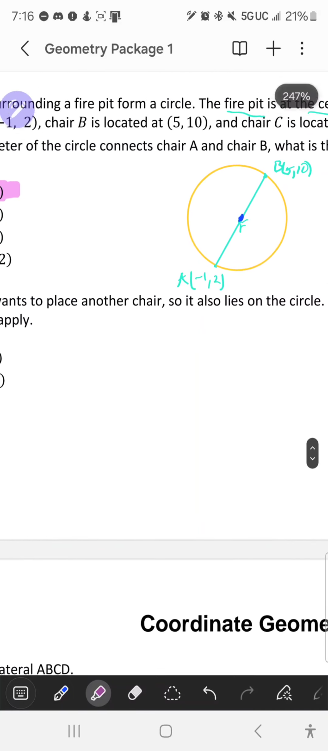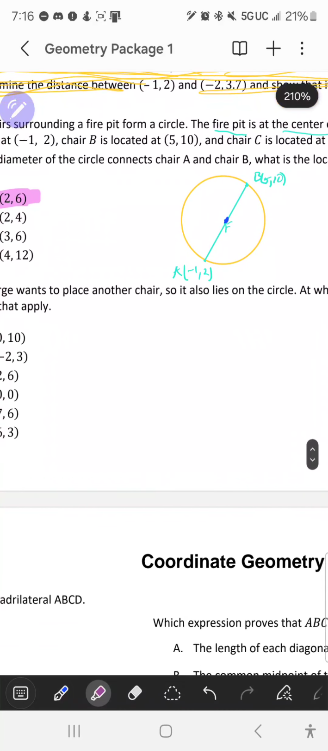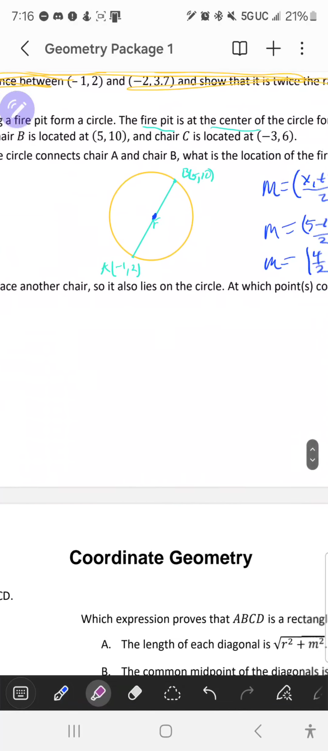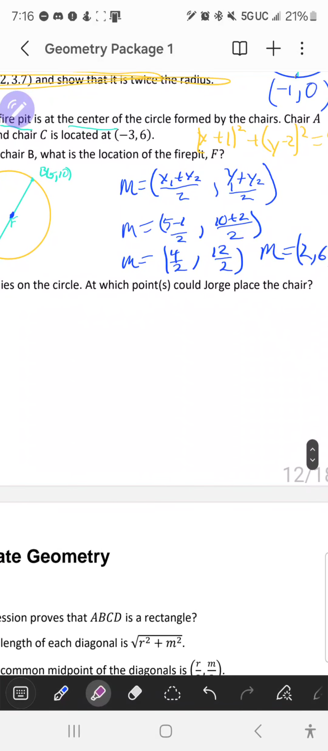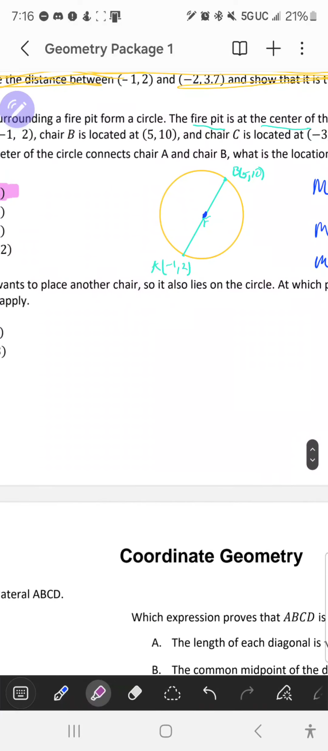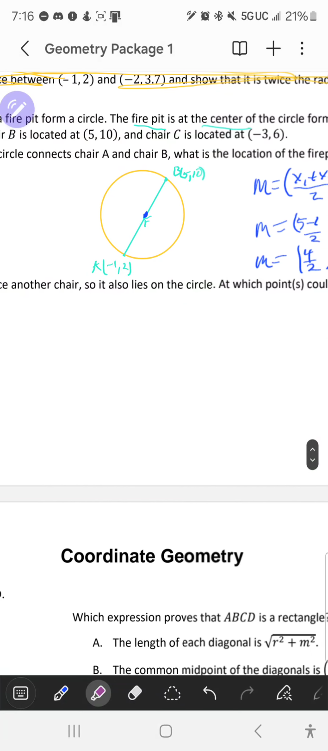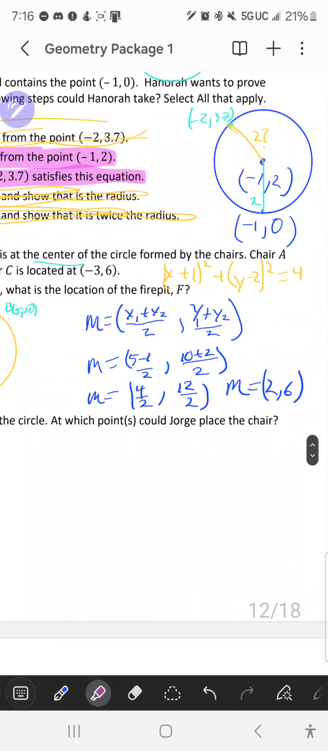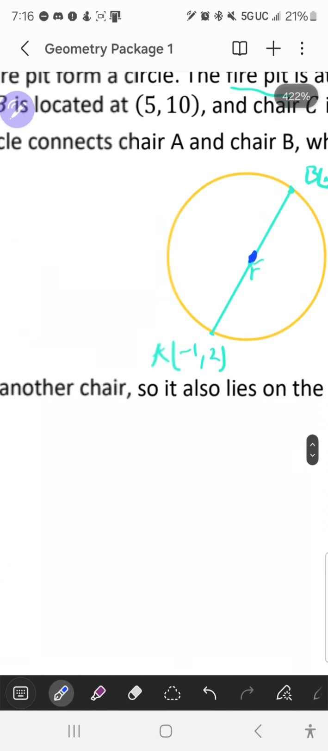Now, George wants to place another chair, so it also lies on the circle. At which point could George place his chair? Okay, now we know that the center of the circle is 2 comma 6.